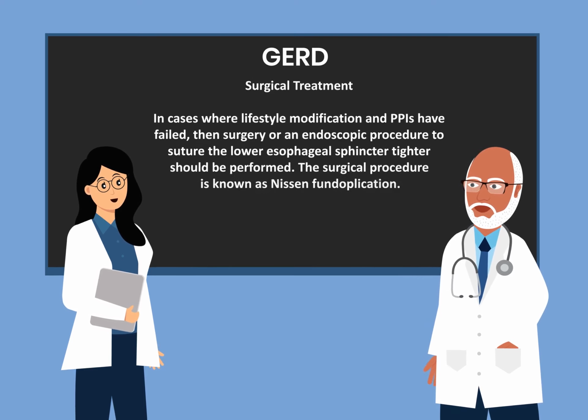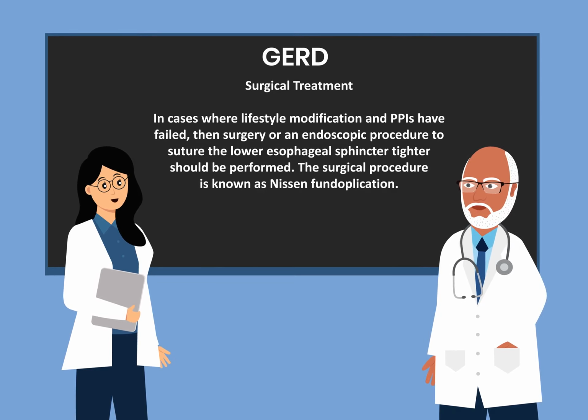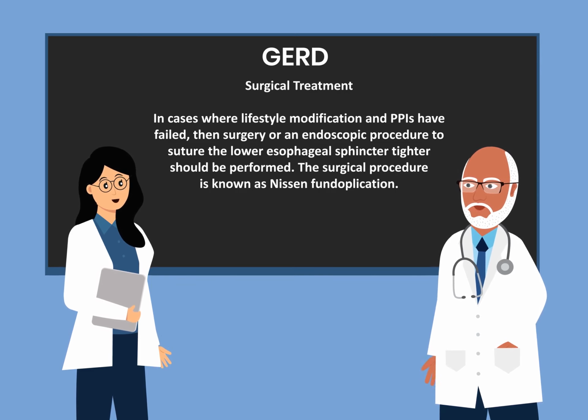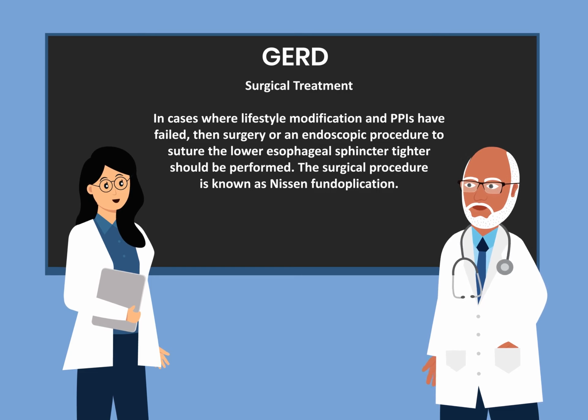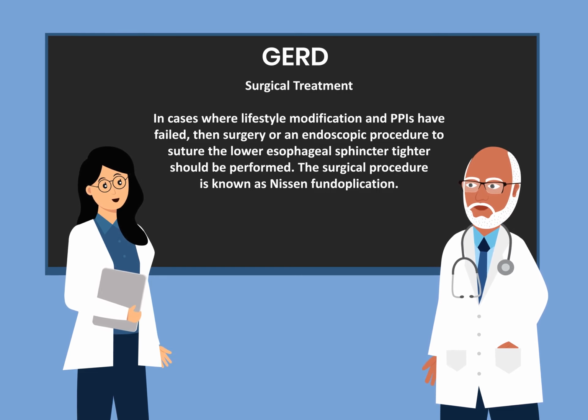If medication treatment fails, and if lifestyle modification fails, then surgical treatment might be implemented. In cases where lifestyle modification and PPIs have failed, then surgery or an endoscopic procedure to suture the lower esophageal sphincter tighter should be performed. The surgical procedure is known as Nissen fundoplication.